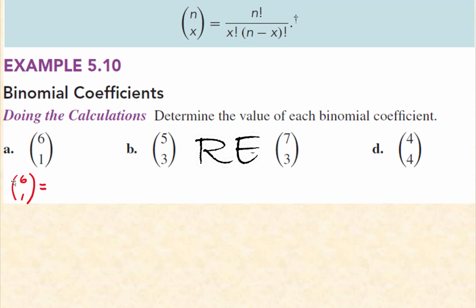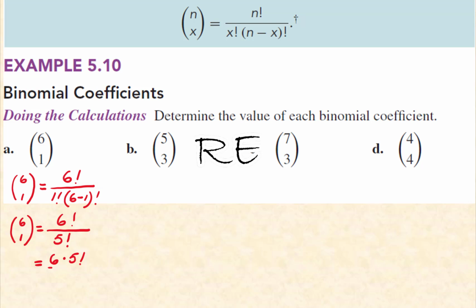6 factorial divided by 1 factorial times 6 minus 1 factorial. Out of 6, choose 1 will give you just 6 choices. We just have to prove it. So it's going to be 6 factorial divided by 5 factorial, which is 6 times 5 factorial over 5 factorial. The 5 factorials cancel, and out of 6, choose 1 is 6.